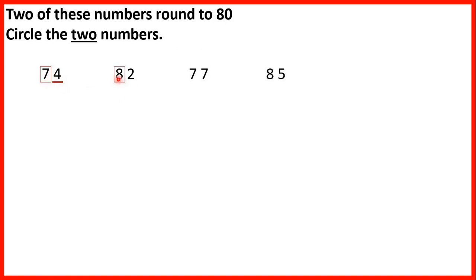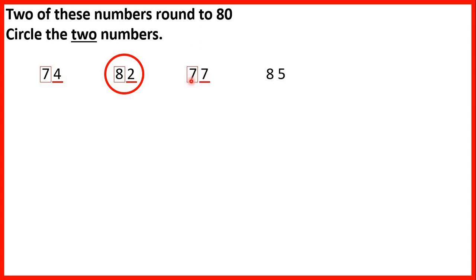But if we look at 82, we find our tens and look at our ones. If it's 4 or less, we round down, and we have a 2, so we're rounding down. That means the 8 stays the same, so 82 does round to 80. And now 77. So if it's 5 or more, we round up.